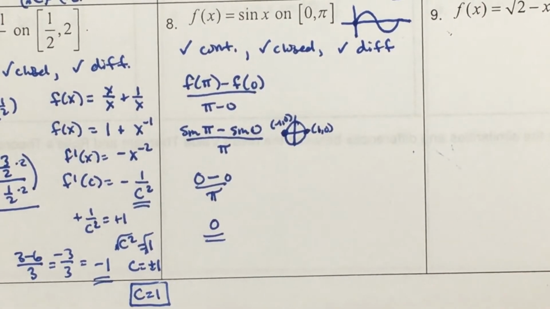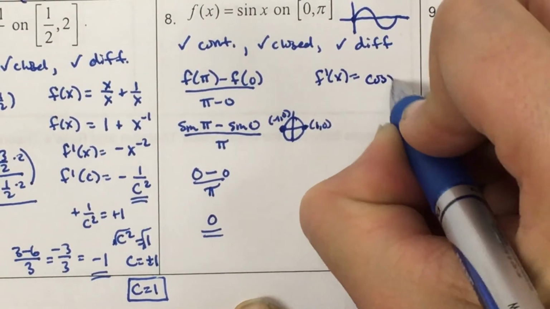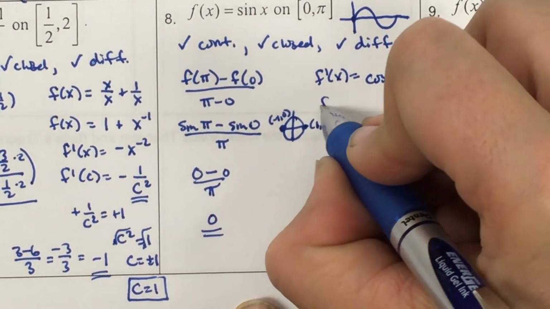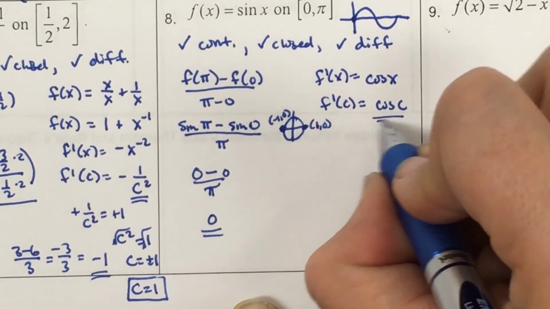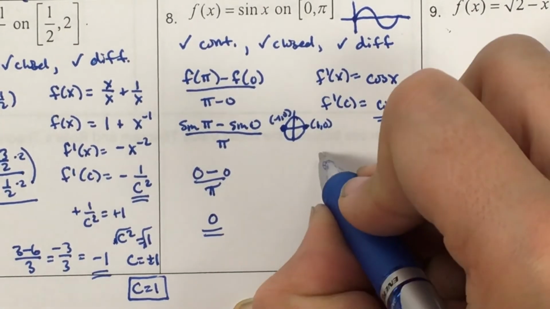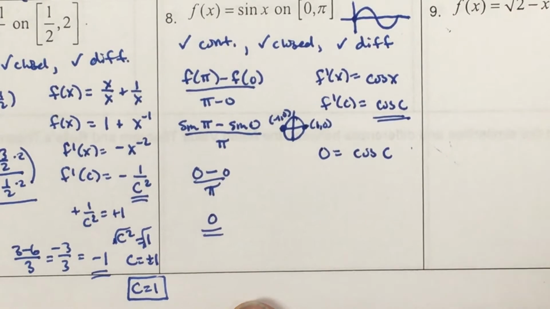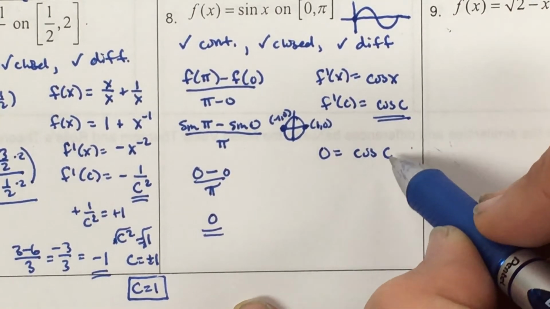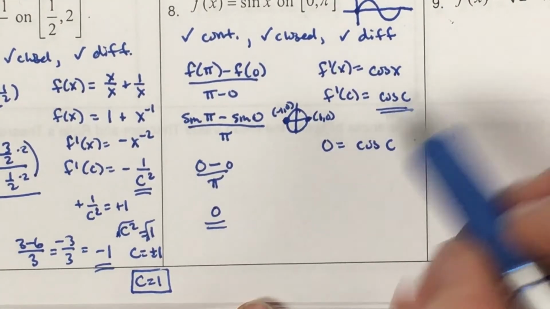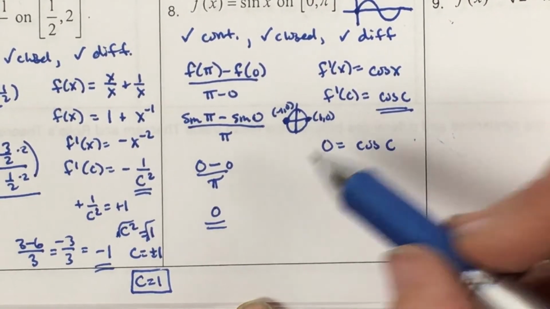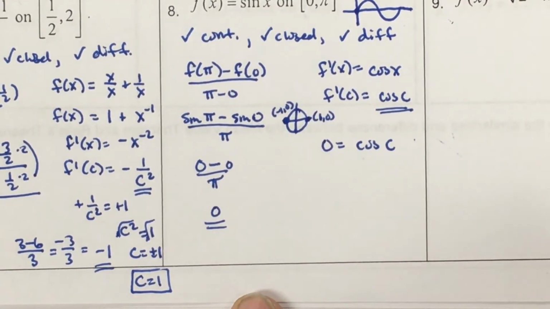So now we need to derive f prime of x. It is cosine of x. We can plug in our c, f prime of c equals cosine of c. So this piece needs to equal that piece. I'm going to get 0 equals cosine of c. Similar to number 6, we need to get the c by itself. So you could cosine inverse each side, and that would work, but then you have to think about what the cosine inverse of 0 is. Or you could just think, what is cosine of what is 0?